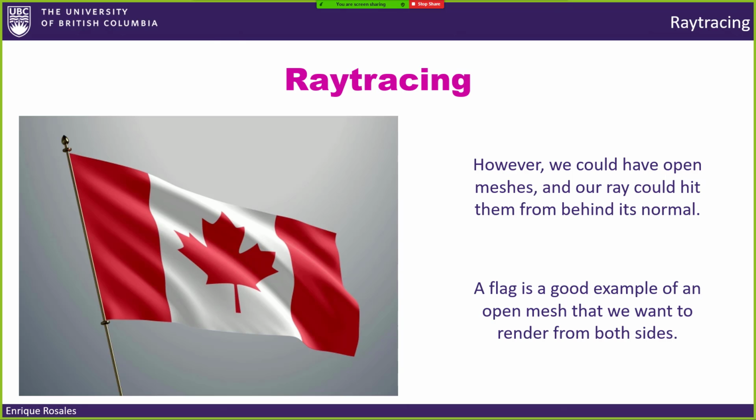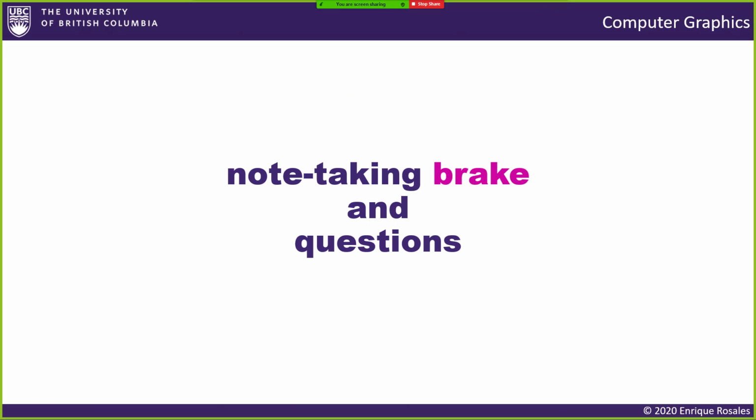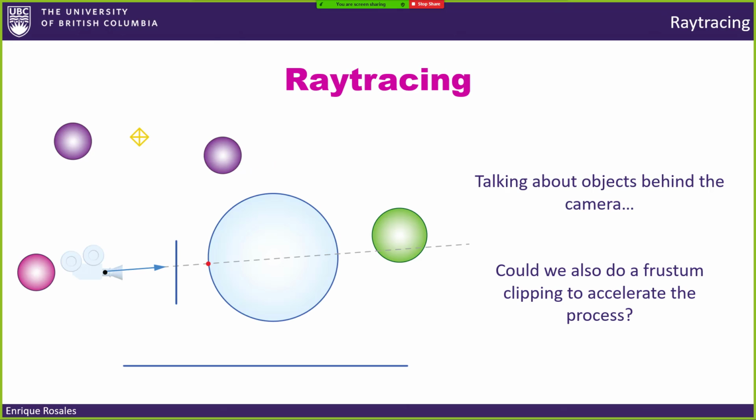Okay, someone's saying, can we say open mesh plus shell is equal to closed mesh? Yes, of course. But again, shelling an object, for example, shelling the flag just because you want to see the flag from both sides, that is a horrible overkill, right? You're literally more than duplicating your triangles. Okay, so now again, let's keep talking about ray tracing.